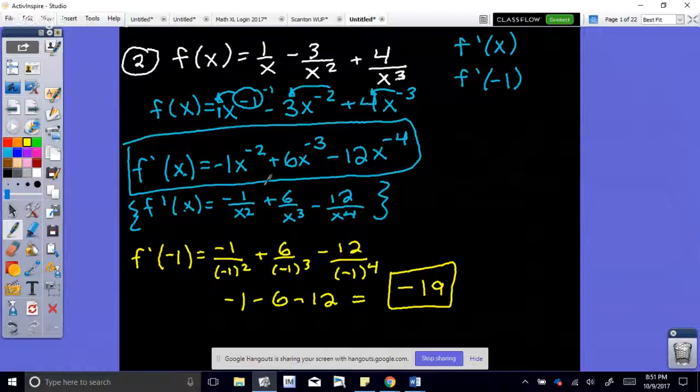The first few you have are going to be very similar to this, okay? Practicing that power rule and getting some repetition.